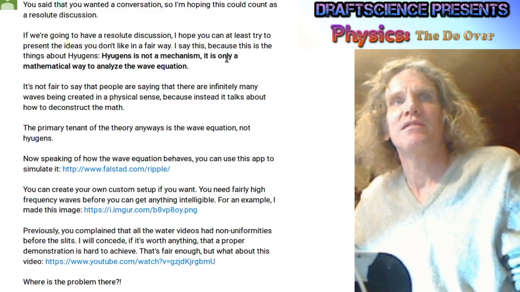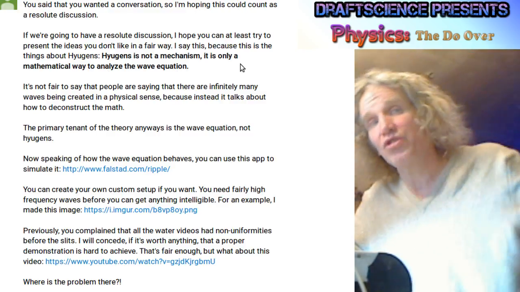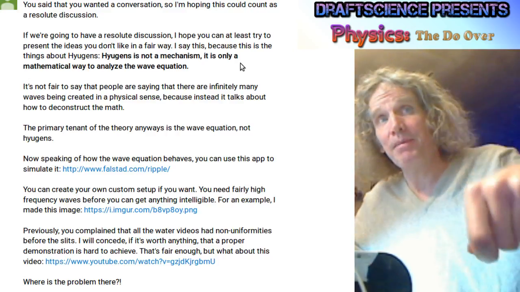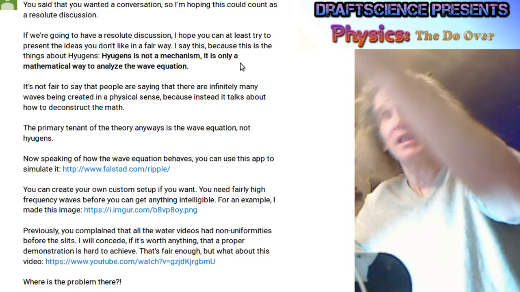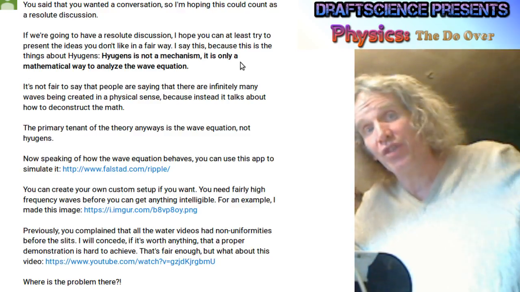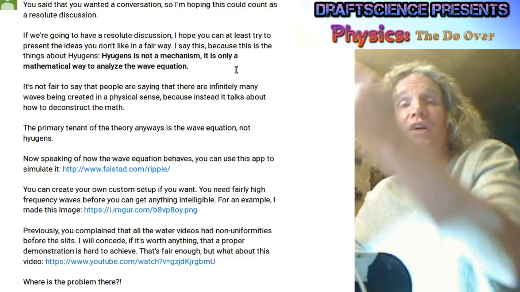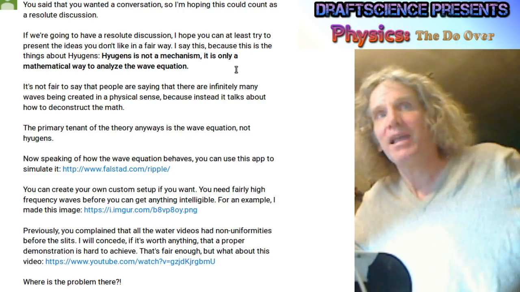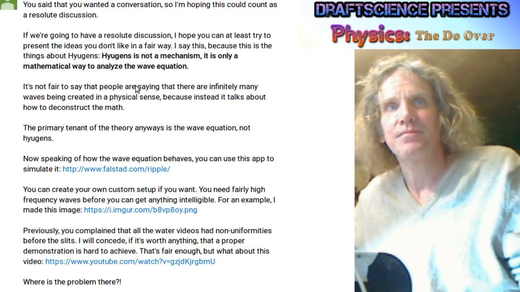But whatever. Huygens is not a mechanism. It is only a mathematical way to analyze the wave equation. Well, you're totally wrong. It's the way they premise the wave equation. It's the premise they rely on to create the phenomenon that creates the sine theta. They have no variable without their Huygens. They have no source of the variable. They have no source of their angle to multiply on their nodes. They have no math that works without their fake Huygens to create the angle.